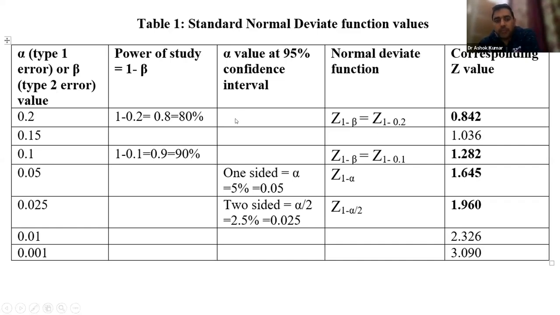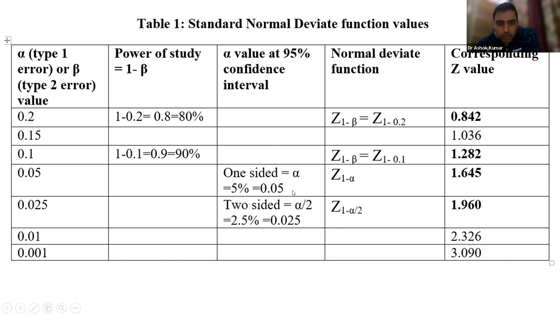If our power of study is 80%, here power of study 80%, then the Z value is 0.842 or 0.84. You have to remember this. If our power of study is 90%, you can see here, then the corresponding Z value, that is Z beta or Z 1 minus beta, same thing, is 1.282 or 1.28. So you just have to remember, you can write it down.